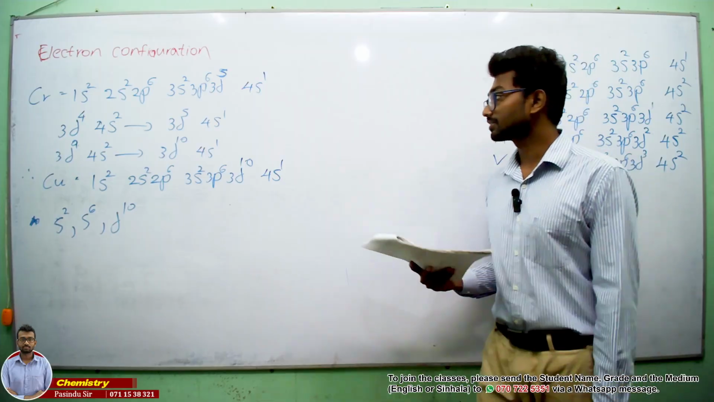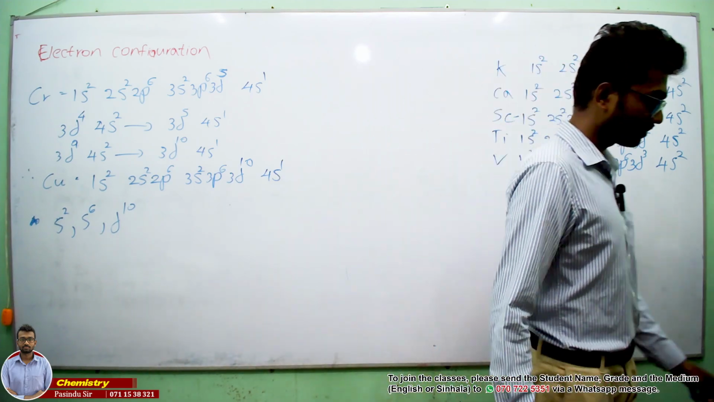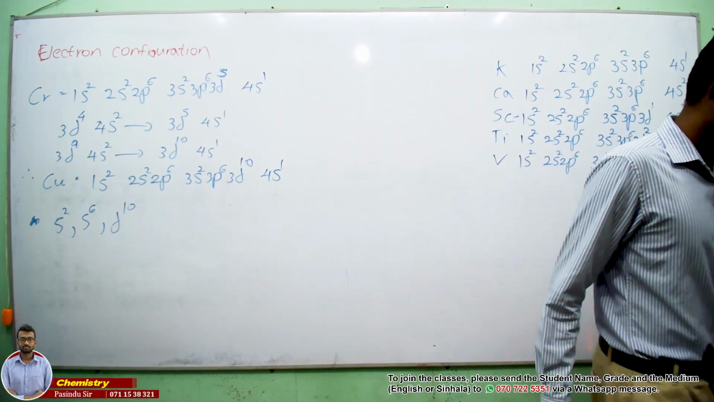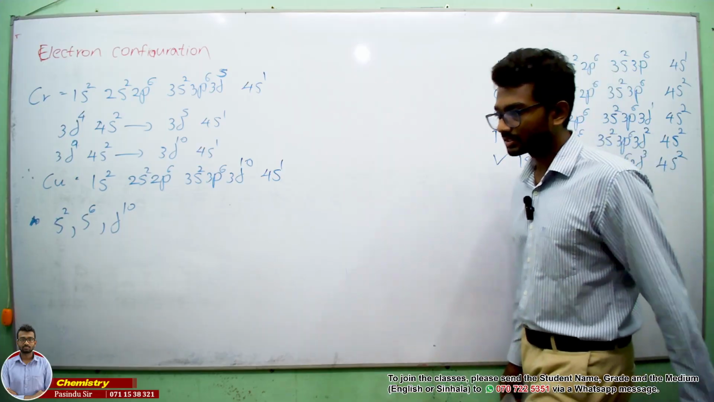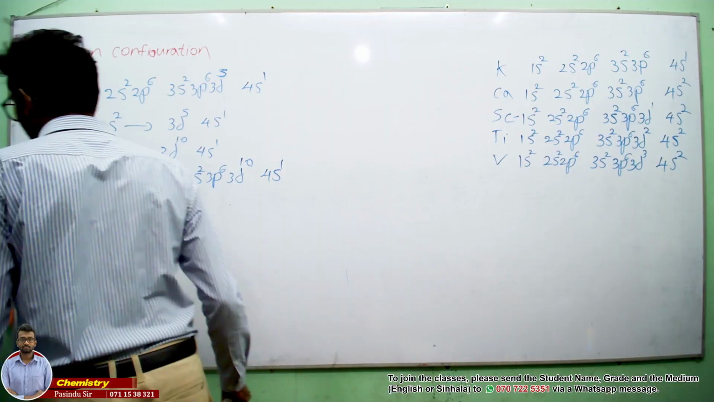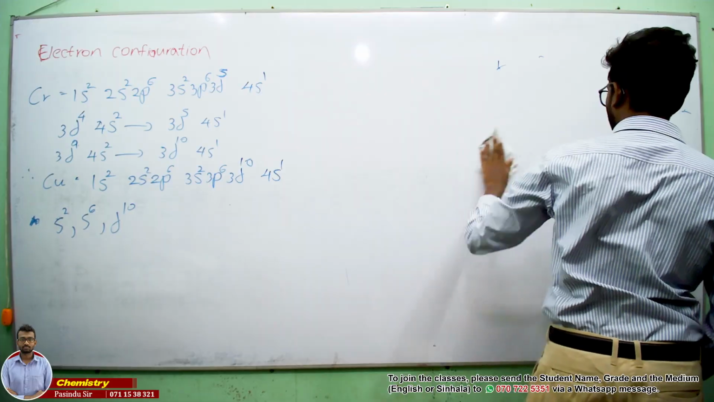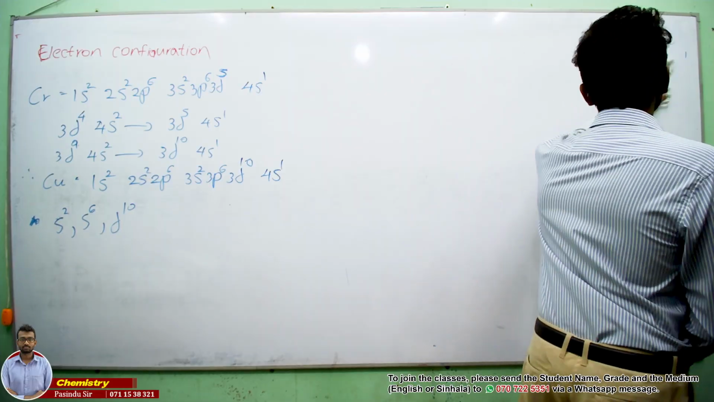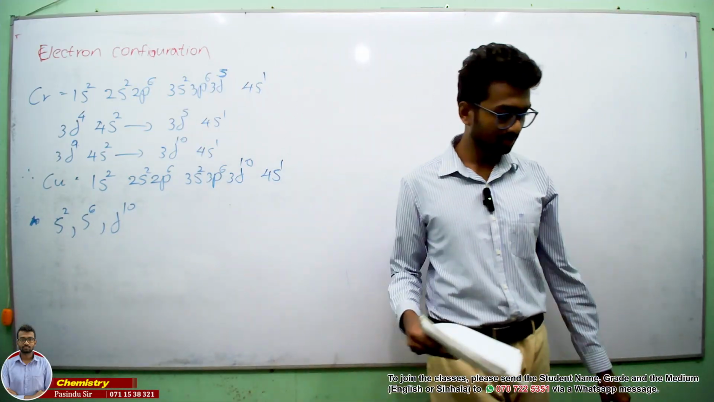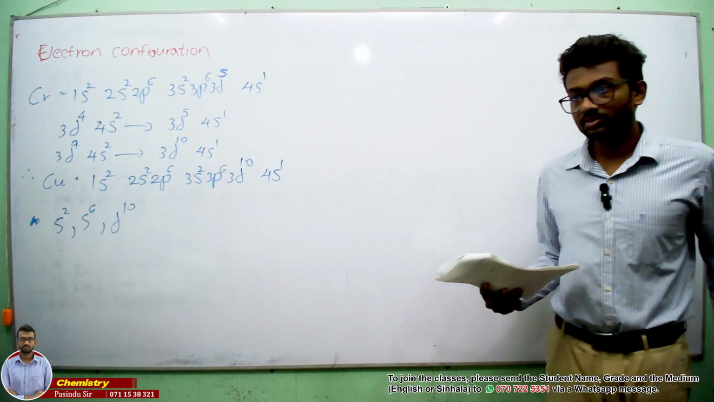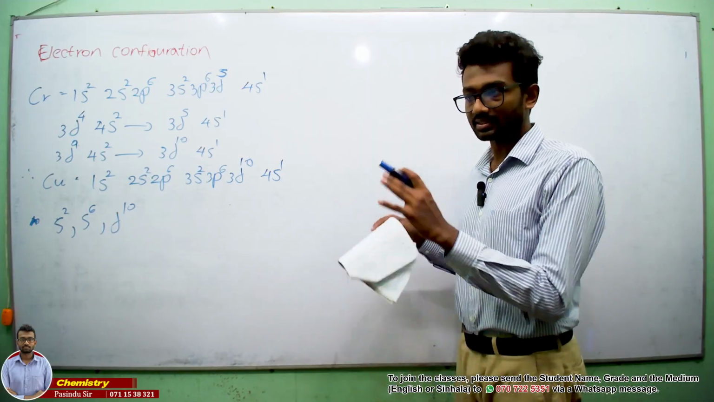Condensed electron configuration. Condensed electron configuration. You can Google what condensed electron configuration means. It doesn't write out the full configuration. Instead, we use the closest noble gas as a configuration.